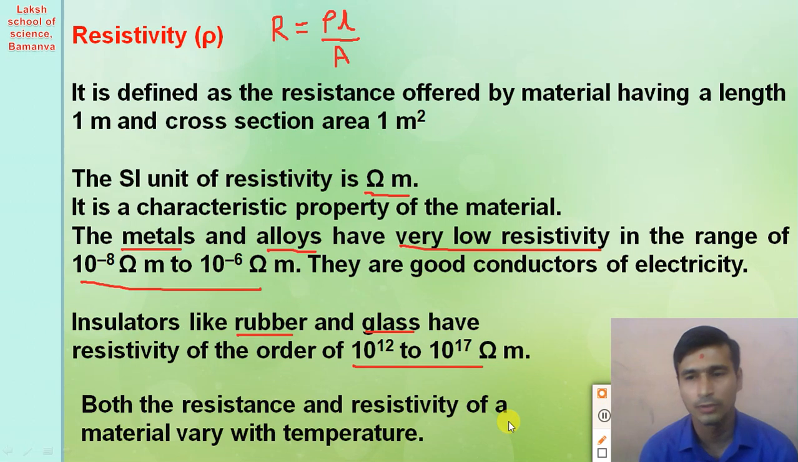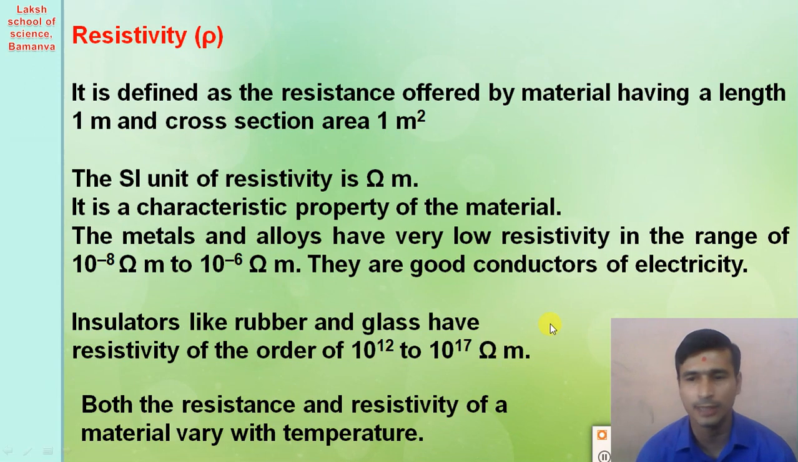So a good conductor of electricity has a low value of resistivity, and a bad conductor of electricity, called an insulator, has a very large value of resistivity. Both the resistance and the resistivity of a material vary with temperature. Resistance and resistivity of the material depend on the temperature also.